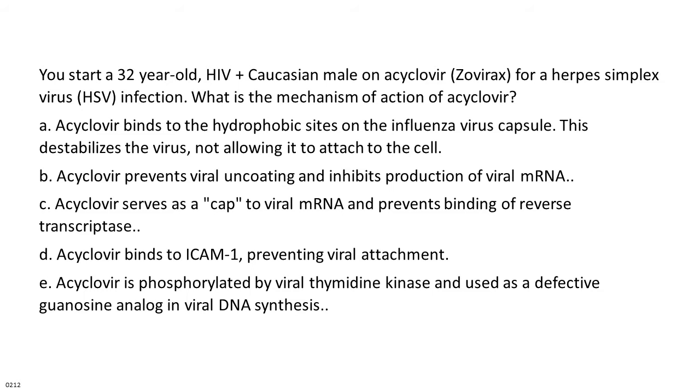B. Acyclovir prevents viral uncoating and inhibits production of viral mRNA. C. Acyclovir serves as a decoy viral mRNA and prevents binding of reverse transcriptase. D. Acyclovir binds to ICAM1, preventing viral attachment. E. Acyclovir is phosphorylated by viral thymidine kinase and used as a defective guanosine analog in viral DNA synthesis.